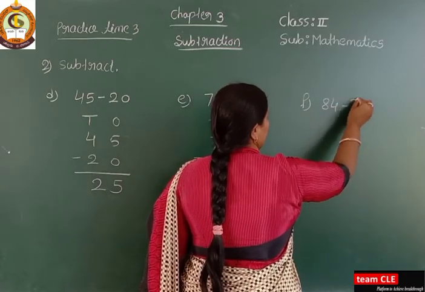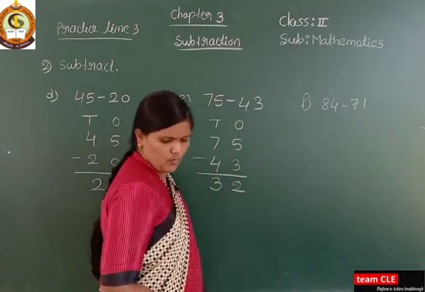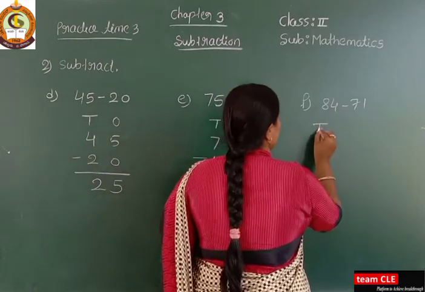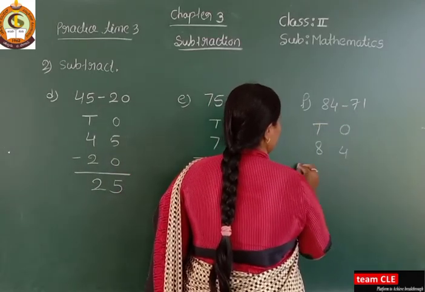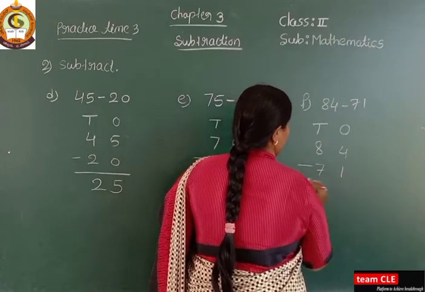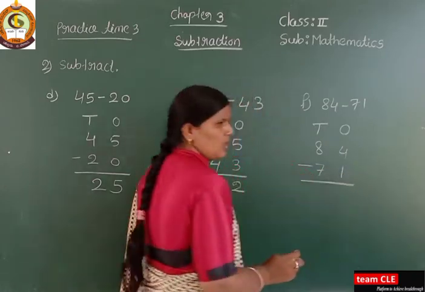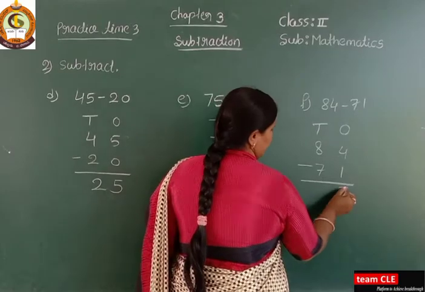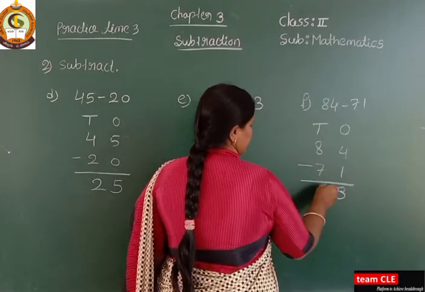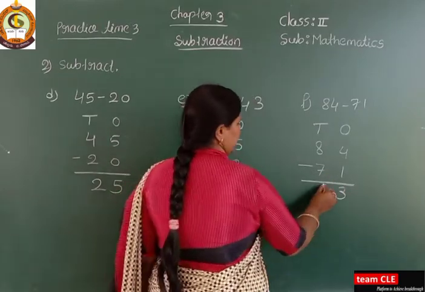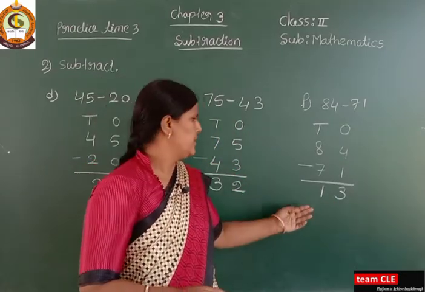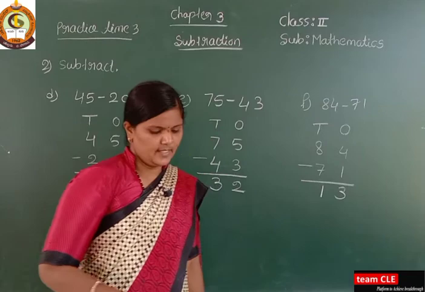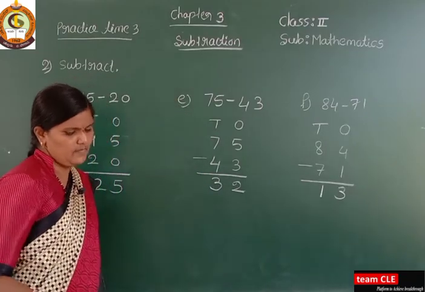Next, 84 minus 71. Yes, tens, ones, 84 minus 71. 4 minus 1 is 3 and 8 minus 7 is 1. So the answer is 13. Yes, 84 minus 71 is how much? 13. Here your practice time 3 is complete.